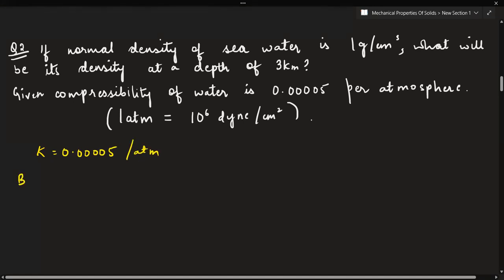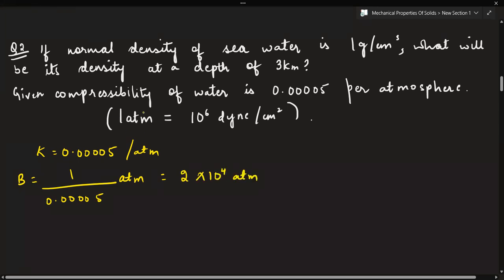Now, how are bulk modulus and compressibility related to each other? Inversely proportional. This would be 1 divided by 0.00005, and the ATM would go up. Is this much fine? Yes. So if you convert, it will be 5 into 10 to the power minus 5, and that will give us 2 into 10 to the power 4 ATM.